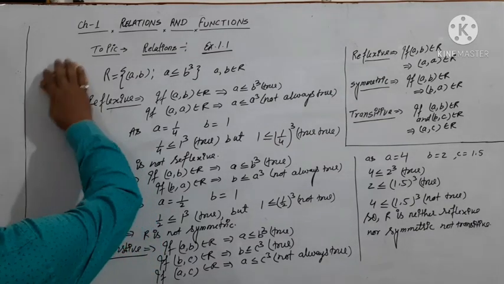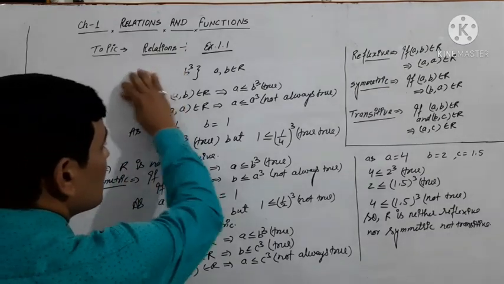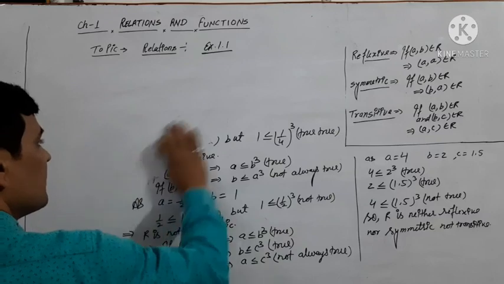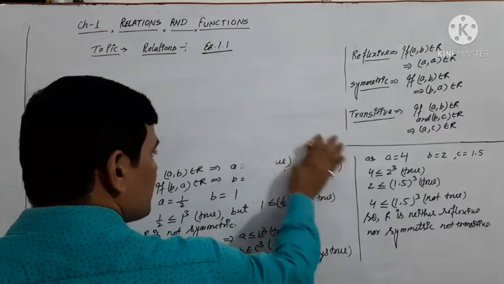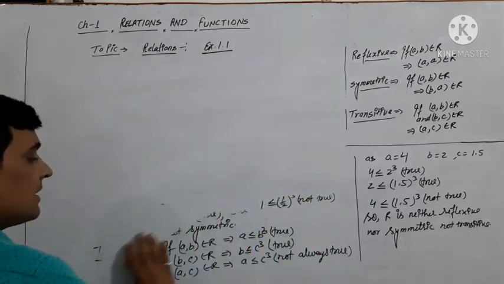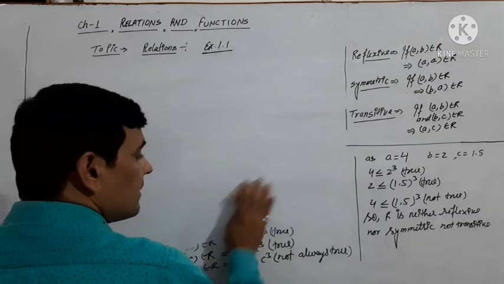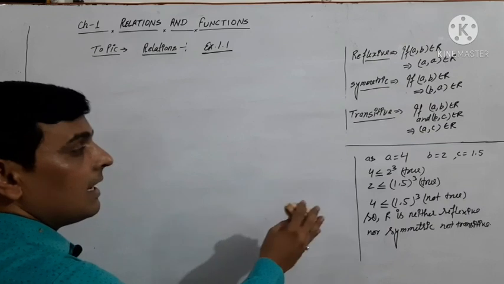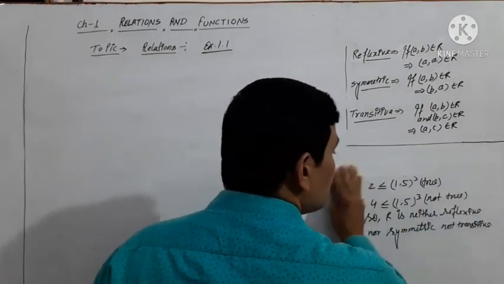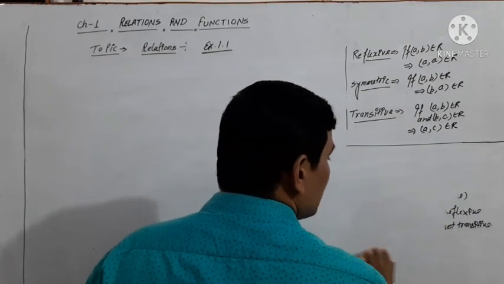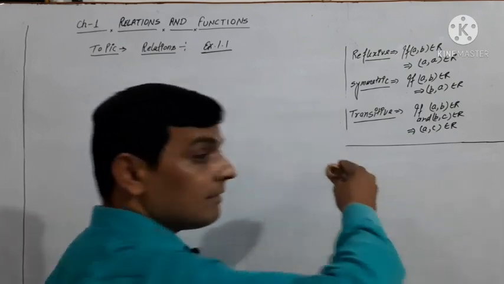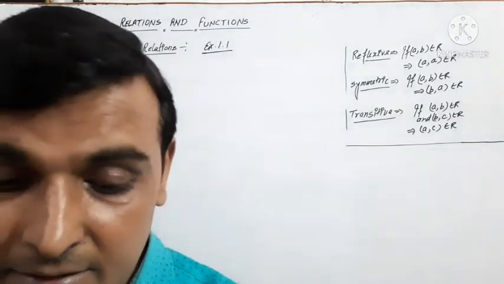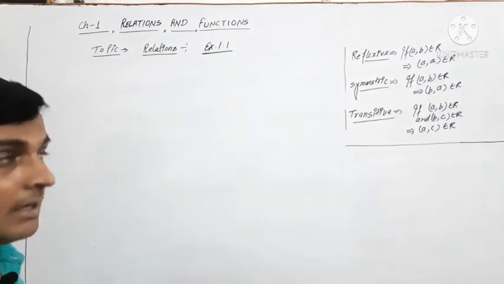Okay, now we are coming to question number 6 of this exercise. What is question number 6? See it. In question number 6, it is given that there is a relation for which we have to show that the relation is symmetric but neither reflexive nor transitive.